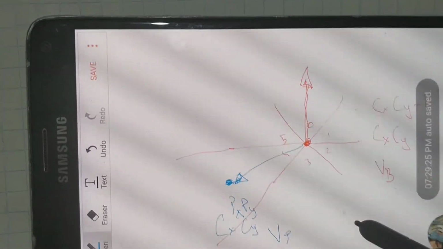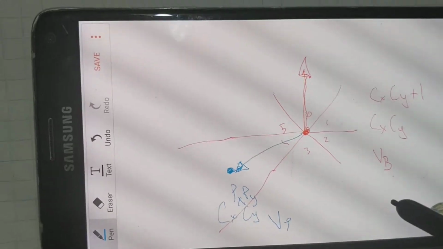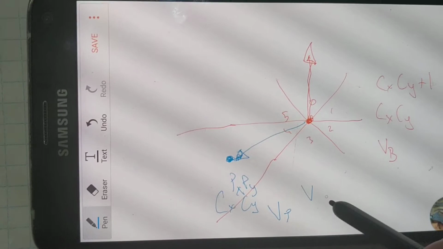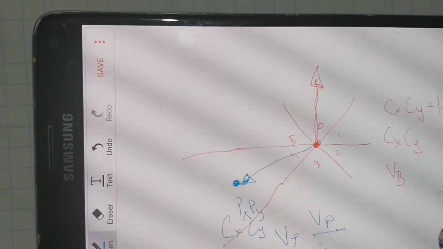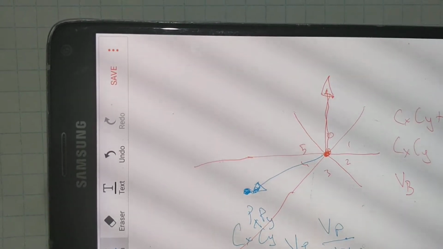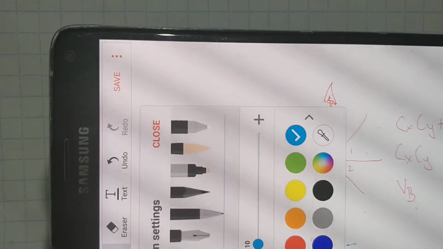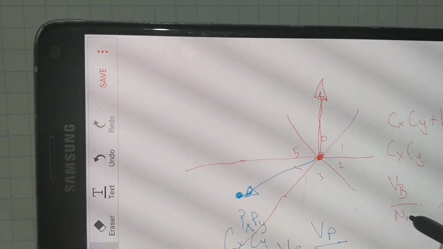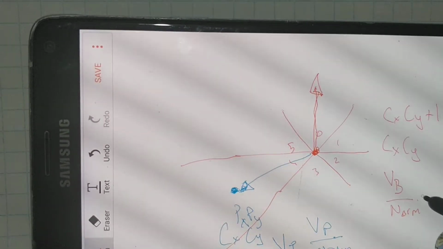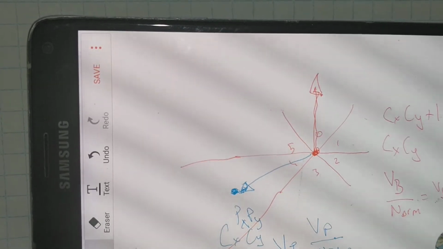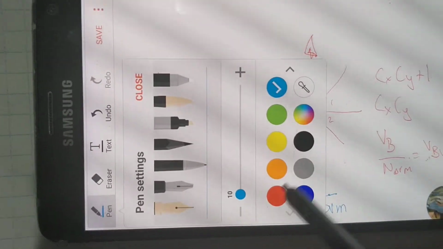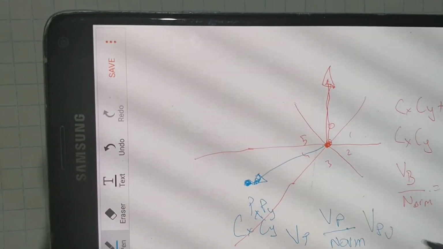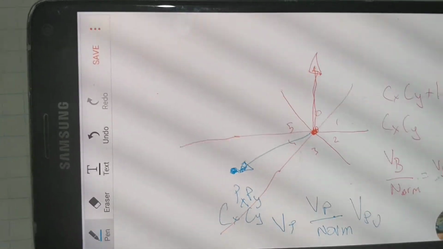So from those, I would draw out my unit vectors, which for this guy would be VP divided by its norm, which I think you can get directly from NumPy if you're using NumPy. And then for VB it would be VB divided by its norm. I'll call that VB unit, and I'll call that one VP unit. So you've got VBU and VPU.